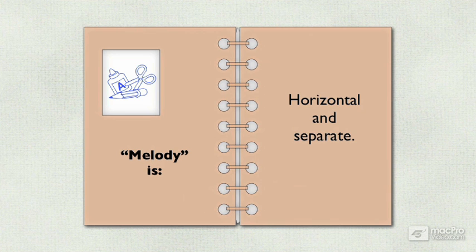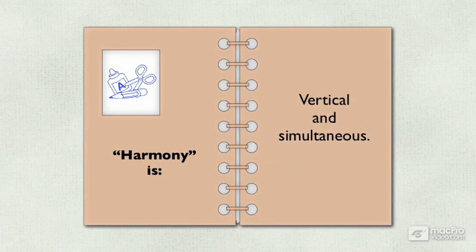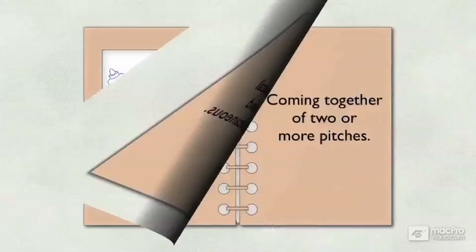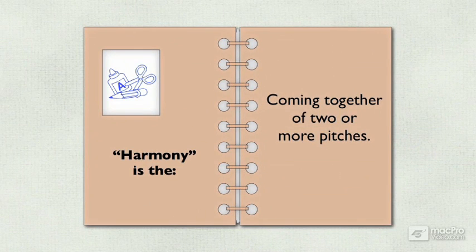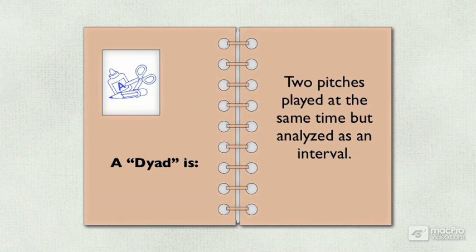Melody is horizontal and separate. Harmony is vertical and simultaneous. Harmony is the coming together of two or more pitches. A dyad is two pitches played at the same time, but analyzed as an interval.